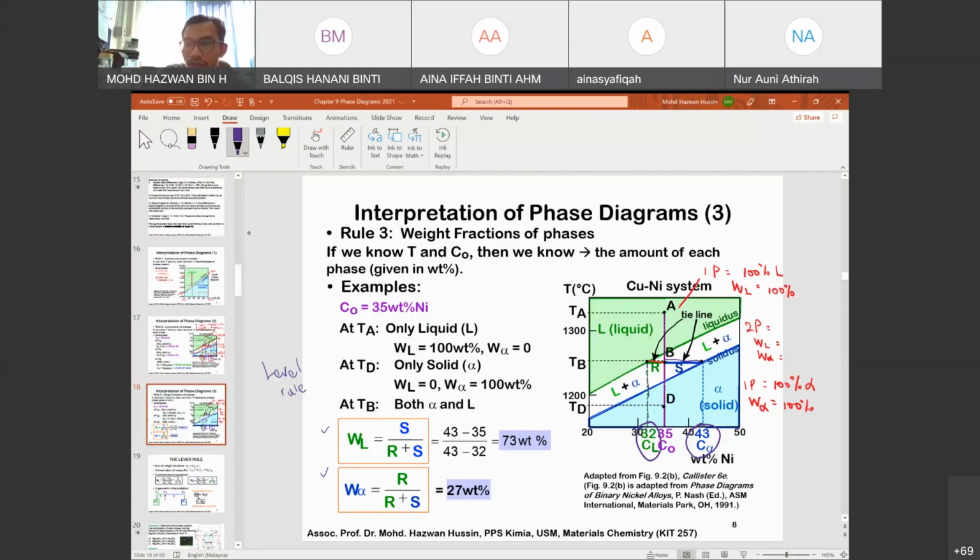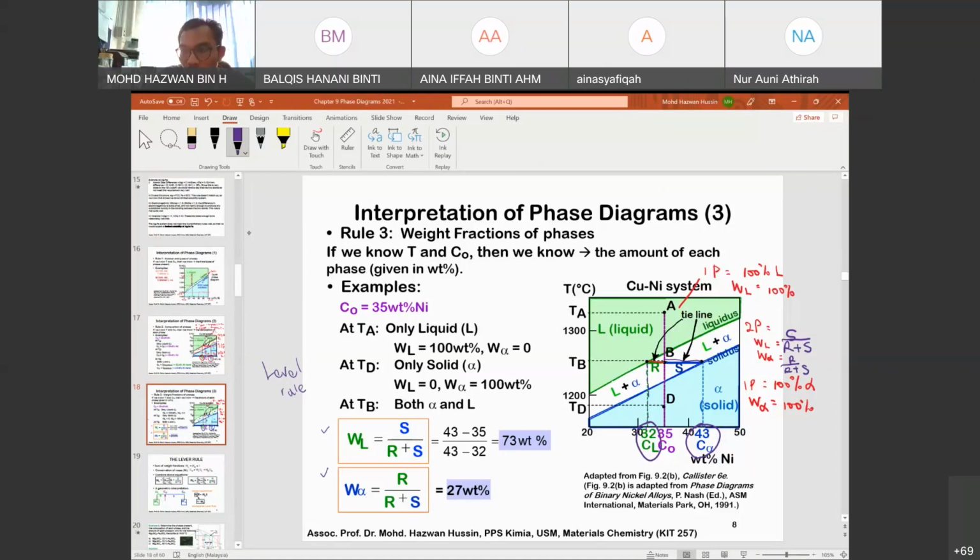So to find the weight fraction of liquid, you have to look at the line opposite it. The opposite line is S. So S over R plus S. And then for solid, if you want to calculate the weight fraction of solid, you have to look at the opposite line. Solid is on the right side. So the opposite line of alpha is actually R. So R over R plus S. So this is the formula that you are going to use to calculate the weight fraction.